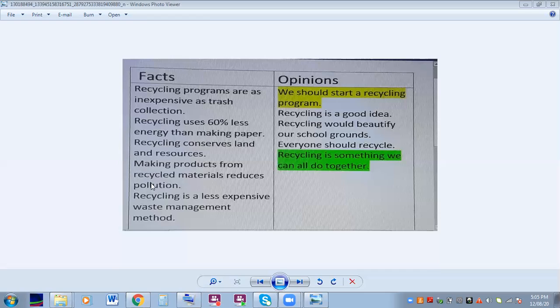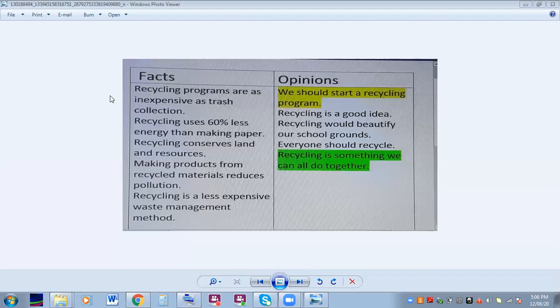Making products from recycled materials reduces pollution. When we don't have to get rid of garbage and we don't burn the garbage, we use things again, and we reduce the pollution that we put into the air. Recycling is a less expensive waste management method. Okay? So it states that it's not only as effective in cost as trash collection, but it's even less expensive than other methods of getting rid of waste. And waste is garbage, things that we get rid of.